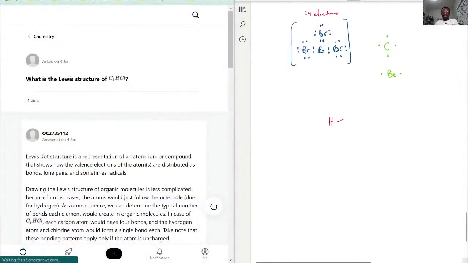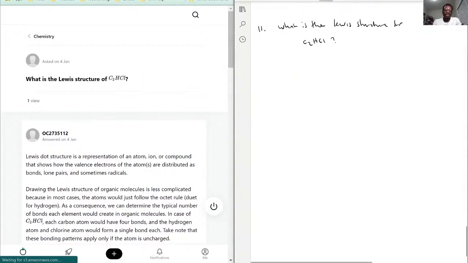So, question number 11. Lewis structure. What is the Lewis structure for C2HCl? Okay. So with this, the first thing we have to do is count the amount of electrons we're working with.